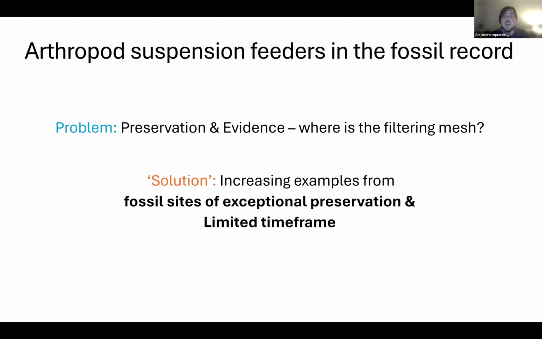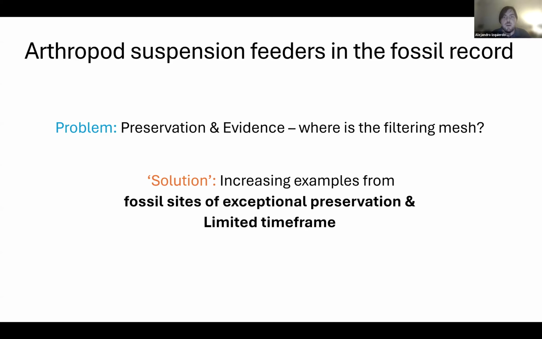But while doing this project, we have a first problem, which is preservation. In many cases, we can gather information about whether an animal is a suspension feeder or not based on things like biomechanics. However, what we really need is to find the filtering mesh, the filtering structure. This is the hard evidence we need. But this is, of course, very difficult to find in the fossil record. These structures are feeble and small, so they're difficult to preserve.